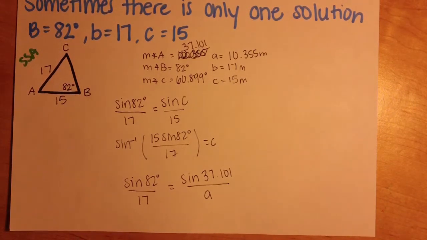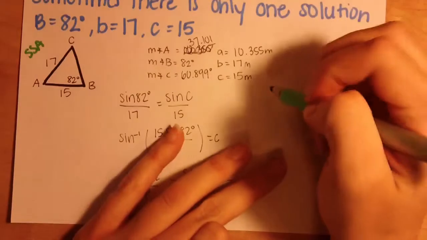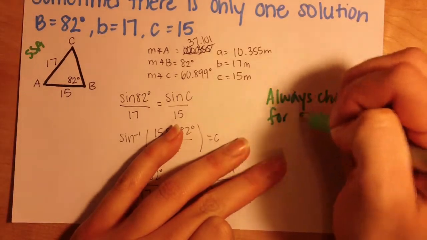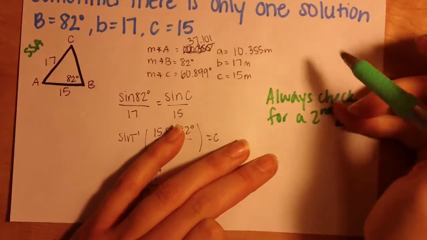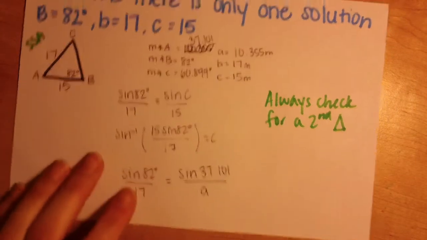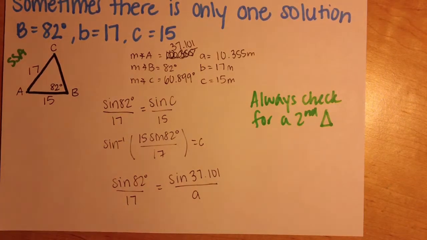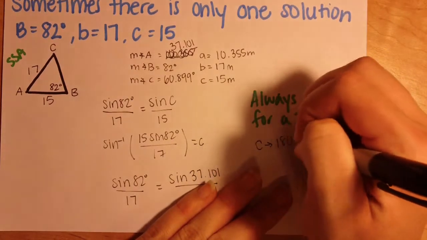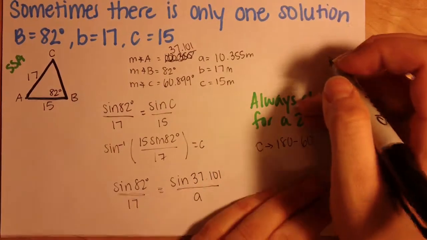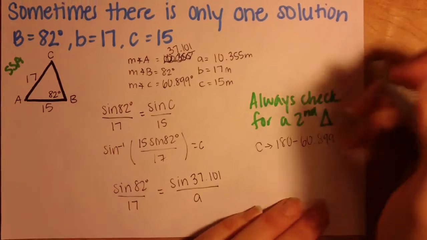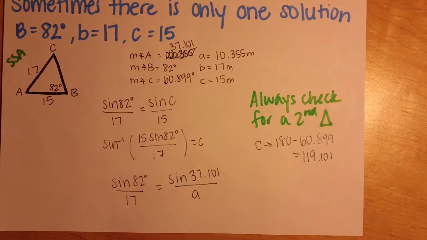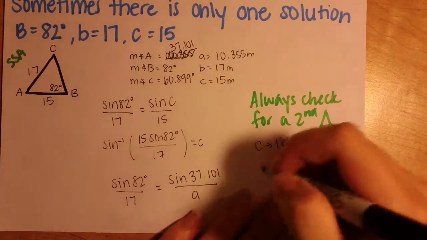But now you always want to check for a second triangle. Always check for a second triangle. Okay, so we can see if C has another value. So we can say C goes to 180 minus 60.899, so that would equal 119.101. Alright, so this would be our new angle for C.